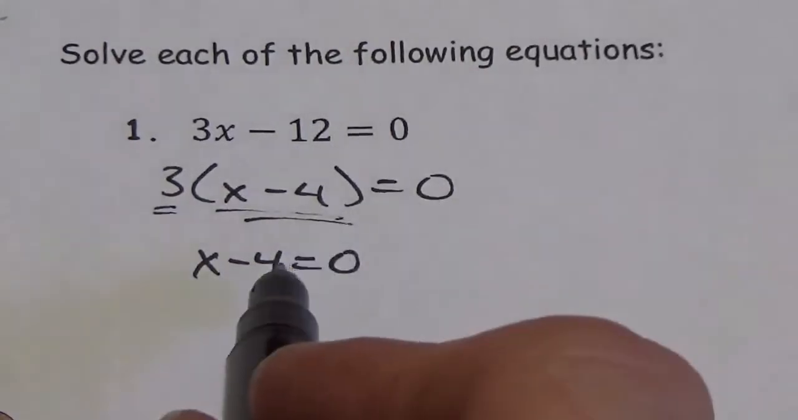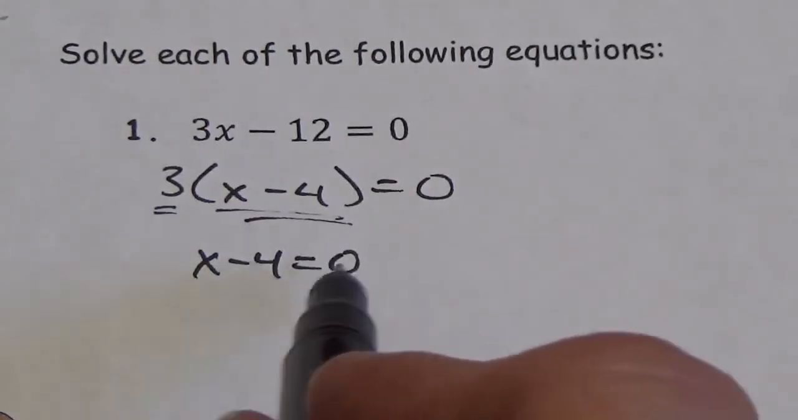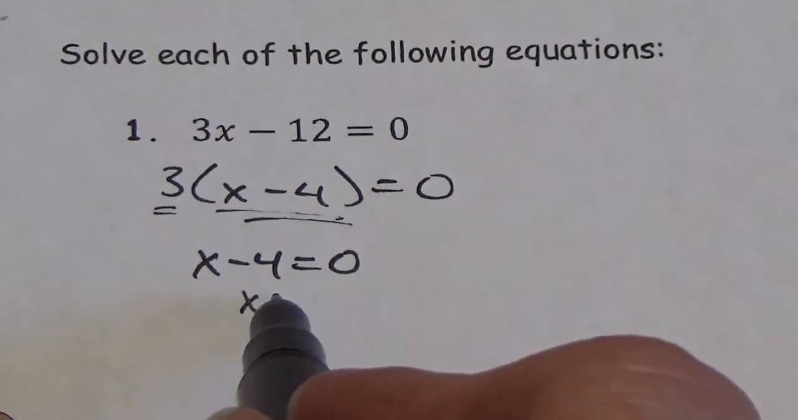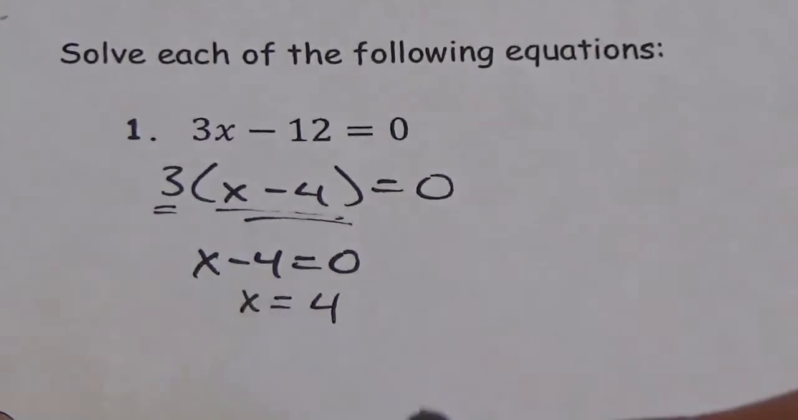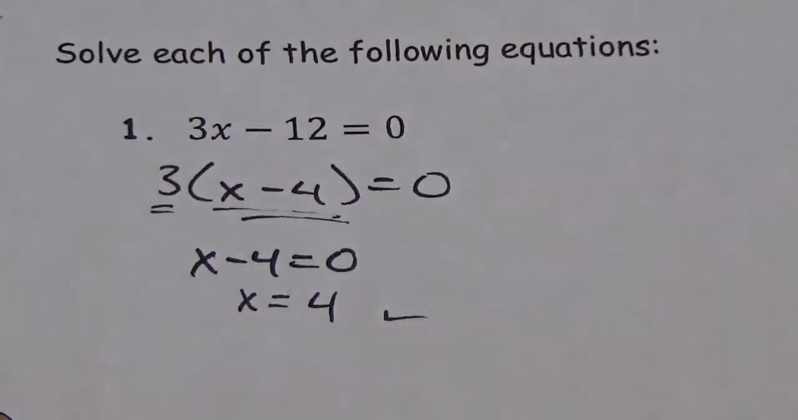And if that's true, then in order to solve this, I'm going to have to bring that 4 over to the other side. I isolate x by adding the 4. If I add 4 to both sides, I get that x is equal to 4. And there's my solution to this equation.